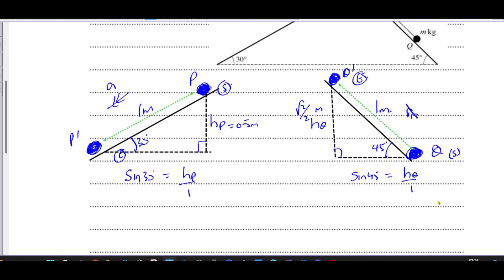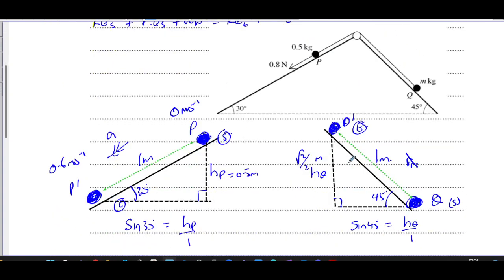Okay, so now I know that this starts from here at 0 meters per second, and it ends here at 0.6 meters per second, as the question tells us. And I know that this starts from here at 0 meters per second, and it ends here at 0.6 meters per second. And I know that there is the work in. The work in is given by the pulling force, which is 0.8 times the distance, which is 1. That's 0.8 joules.